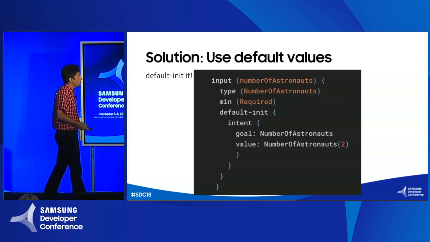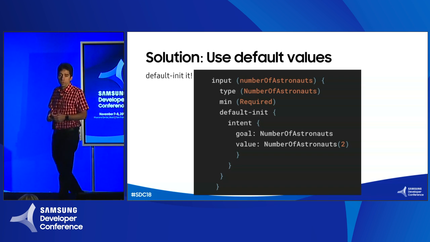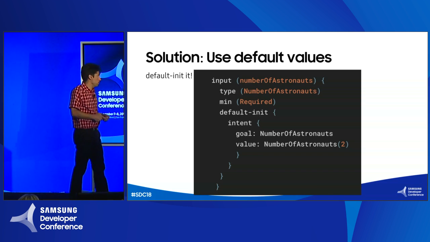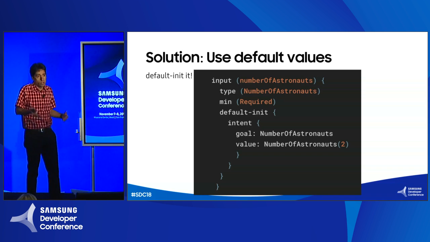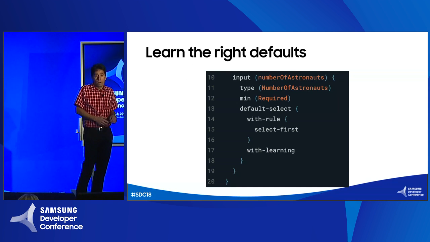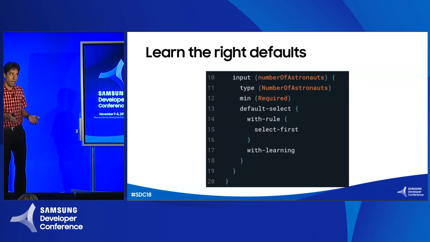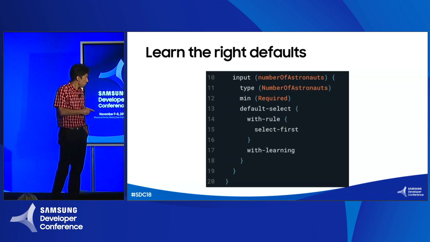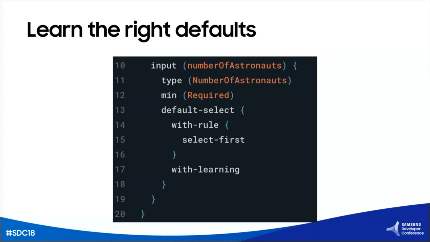So the solution for that, one way, is to initialize these values to common sense defaults. If most of our customers book 2 tickets, let's just do that. Or even better, we can tell Bixby to observe users' behavior and learn the best value to initialize the input to.